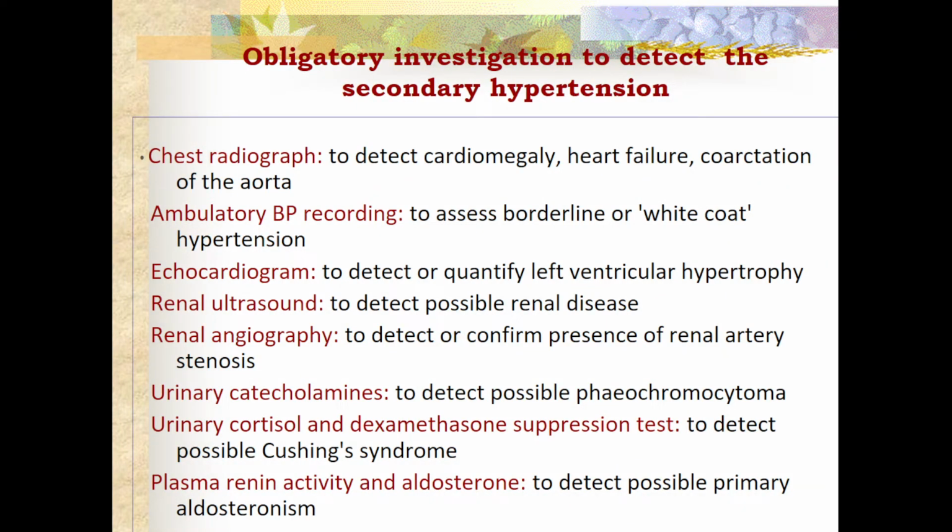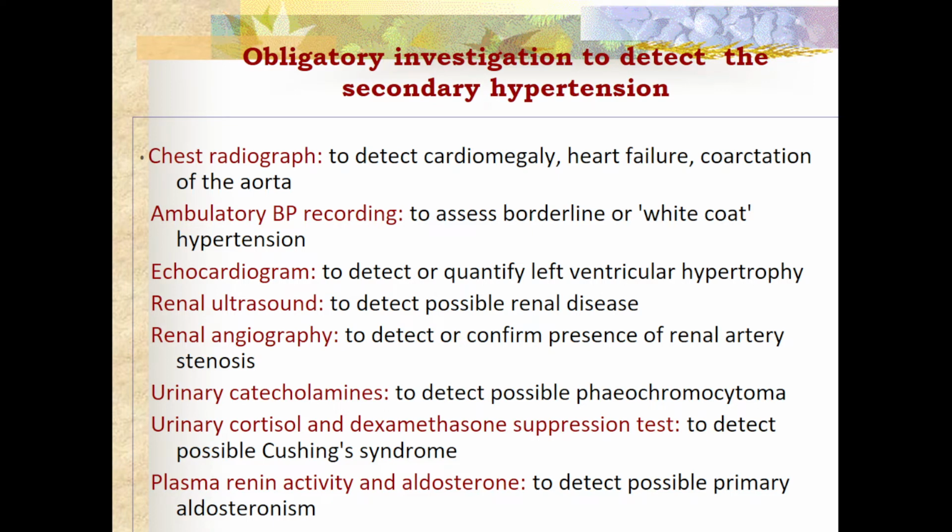And obligatory investigation to detect the secondary hypertension. Chest X-ray to detect cardiomegaly, heart failure, coarctation of aorta. Ambulatory blood pressure recording to assess borderline or white coat hypertension. Echocardiography to detect or quantify left ventricular hypertrophy. Renal ultrasound to detect possible renal disease.